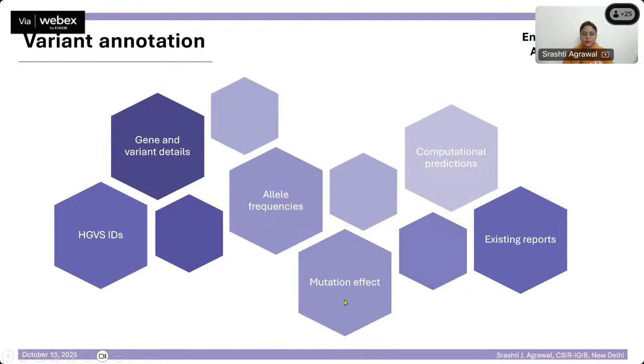Is it nonsense? Is it stop? Is it synonymous? Is it non-synonymous? Or the computational predictions. That is, if there are certain algorithms already present in the publicly available resources, whether they predict this variant to be pathogenic or deleterious, or benign, that it might not do anything. Or existing reports for that variant, whether that variant is already reported to be causing the disease or whether it is reported to be not causing the disease, whether it is very benign.